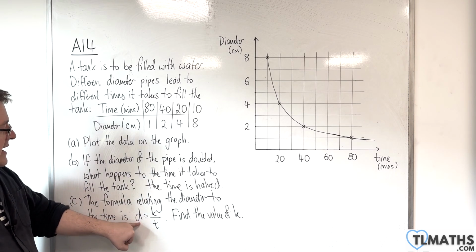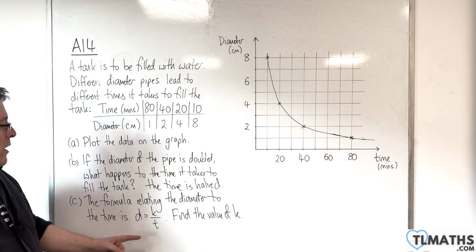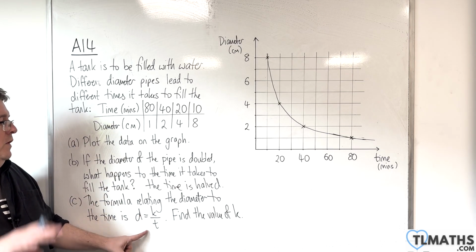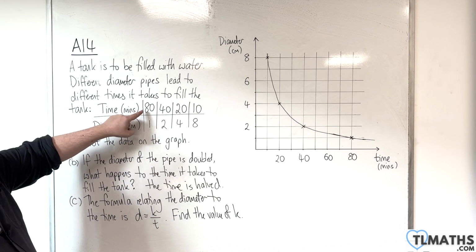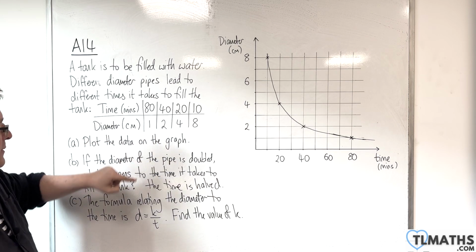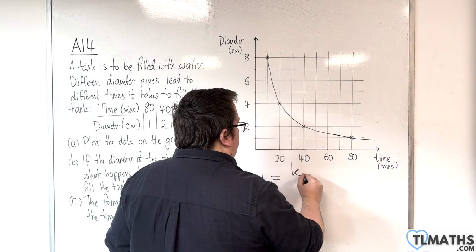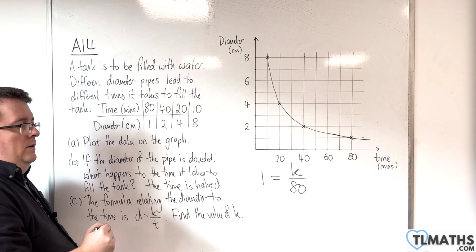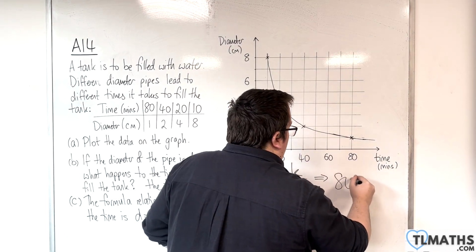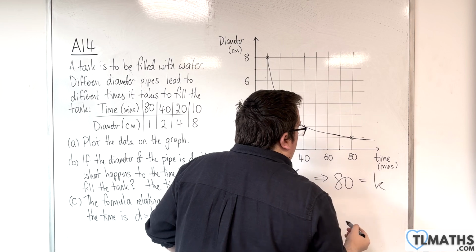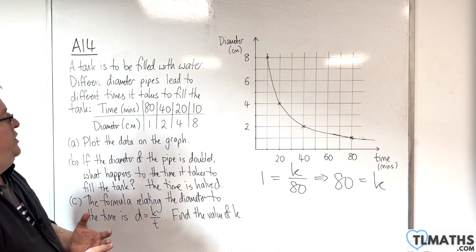And then part C, the formula relating the diameter to the time is D equals K over T. Find the value of K. Well, that means we just need to substitute 1 point in to work out K. So, for example, if we substituted in the time is 80 and the diameter is 1, we would have 1 equals K over 80. And so if you multiply both sides by 80, you get 1 times 80, and on the other side you just get K. And so K would have to be equal to 80.